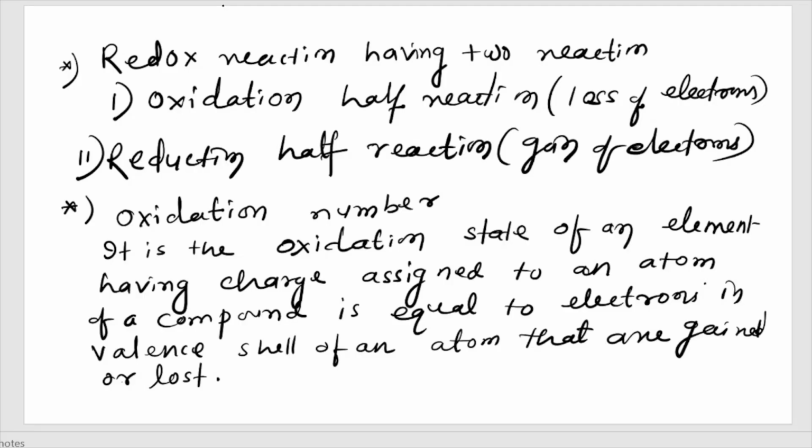Oxidation number cannot be found for a free element. You only find it when the reaction started, compound is formed and oxidation state is there, that is called oxidation number.